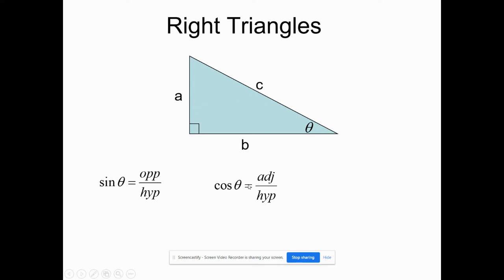The cosine of the angle is the adjacent over the hypotenuse. Well, the one that's right next to the angle is B, so the cosine of theta would be B over C. And the tangent is defined as the opposite over the adjacent, so it would be A over B.